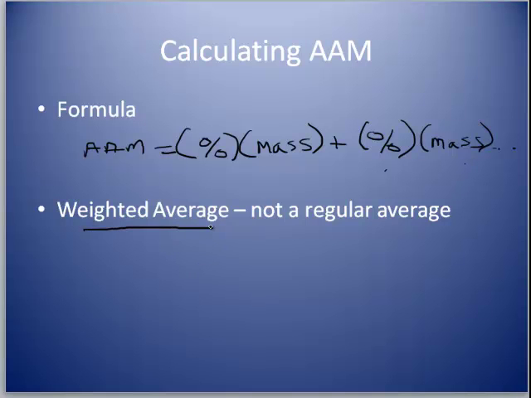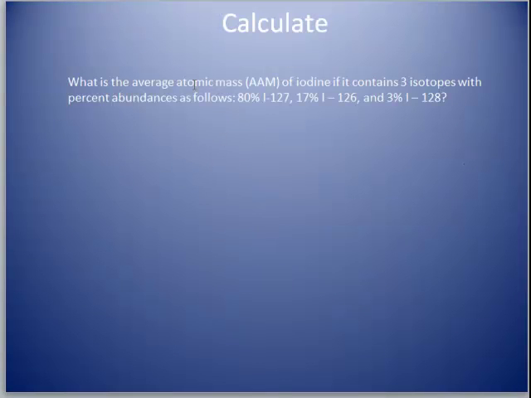This is a weighted average. It's not a regular average. If you were taking the average of two numbers, you would add them up and then divide by the number of numbers present, so you would divide by 2. You don't do that with average atomic mass. Since it's a weighted average, you're simply using that percentage and the mass. So let's take a look at a few problems here.